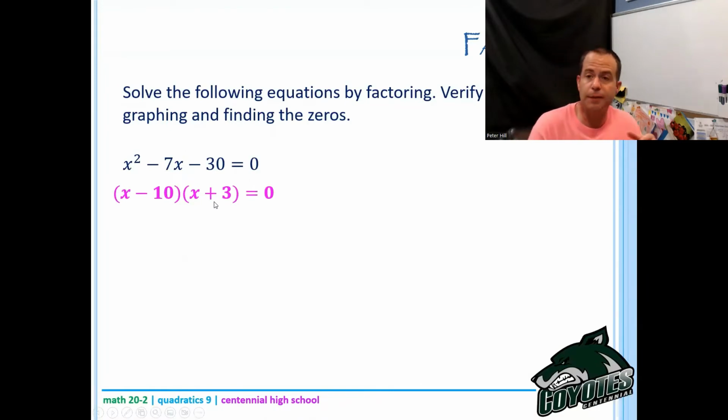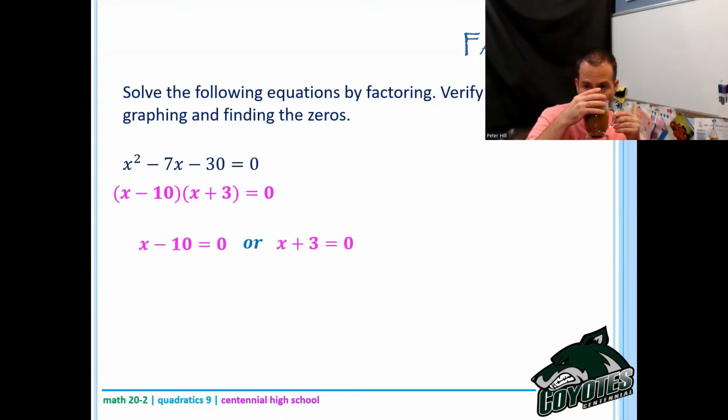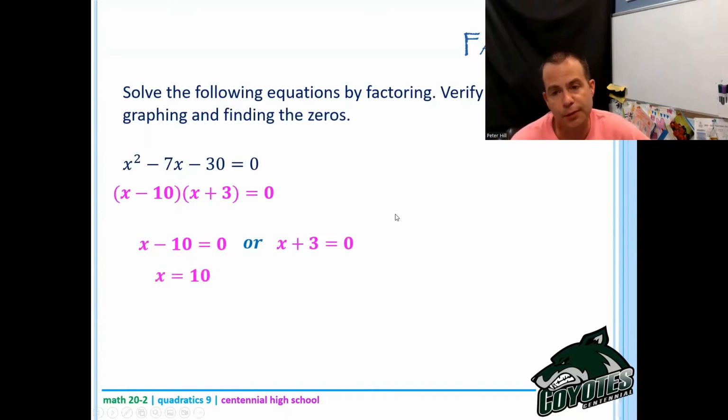Now, that's a factor times a factor equals 0. Each of those factors could be my 0. So now I separate it into two separate conversations. Either my x minus 10 could be my 0, or my x plus 3 could be my 0. And now I solve for each one of them. So if x minus 10 is 0, x will equal 10. I just added 10 to both sides. And if x plus 3 equals 0, I'll have to subtract 3 from both sides, so x will equal negative 3. So I have two solutions, negative 3 and 10. So I conclude there with x equals negative 3 and 10.